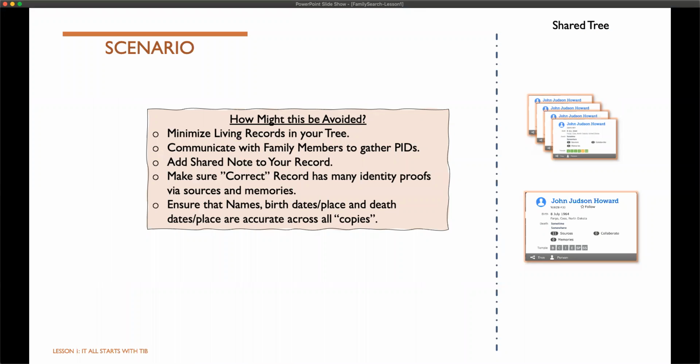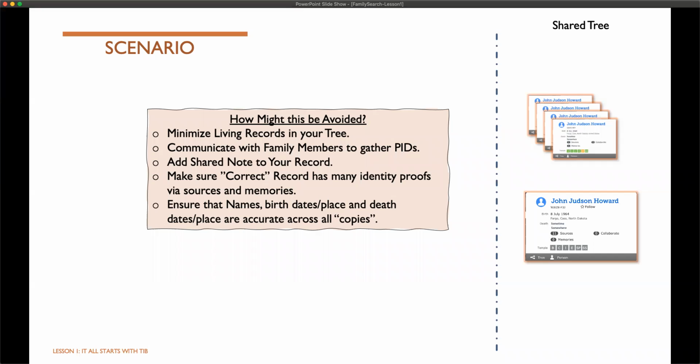One of the things is make sure that the correct record has as many identity proofs via sources and memories as possible. That way, if somebody's having to resolve duplicates, they could look at that. For instance, they could look at the record and see it has a massive burden of proof that it's who I say it is, and it's easy. Then it's easier to resolve the duplicate because you have both the things right there.